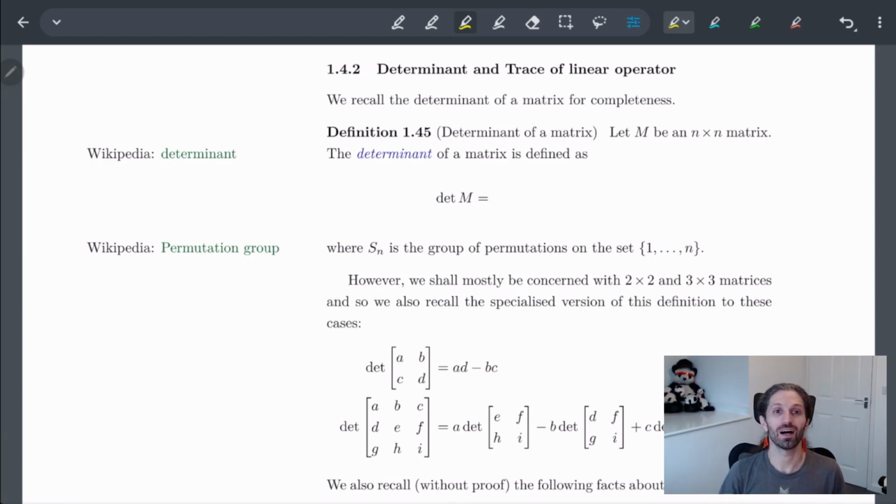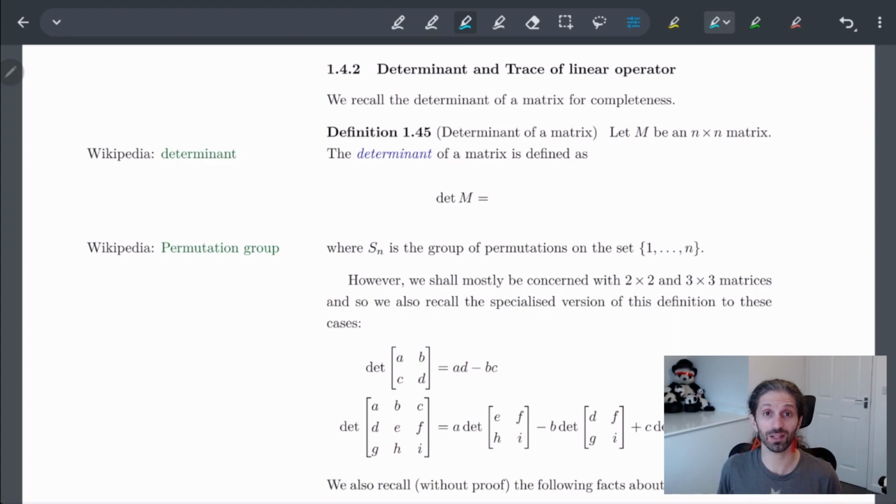Hi everyone. So now we're going to go into the determinant and trace of a linear operator. If you've seen determinants of matrices and traces of matrices, this is basically the same idea, but we're going to be applying them to the matrices of linear operators and seeing some of the principles we're going to be using later on. Some of this might be very easy for some people, but you can put this video on 2x speed and go from there if you'd like.